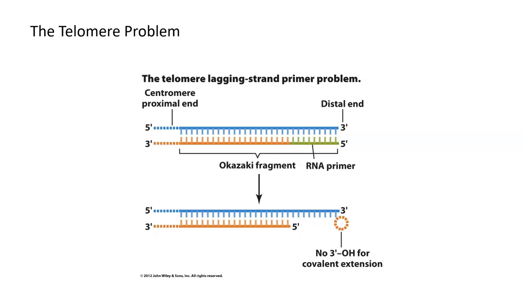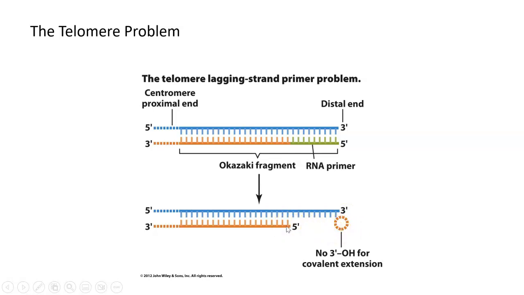Once we reach the ends of chromosomes, where the telomeres are located, what we'll notice is that you would have an RNA primer that can be added to the strand of DNA, and then that RNA primer can be extended in the 5' to 3' direction to the left, right? But then, after that RNA primer is removed, there's nowhere for a new RNA primer to be placed so that DNA polymerase can extend it.